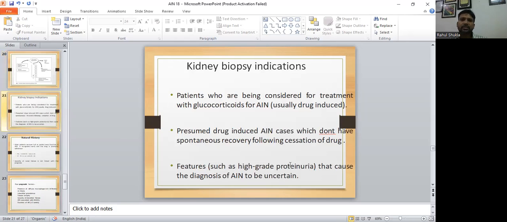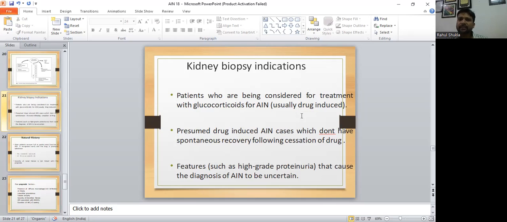Now, coming to the indications for kidney biopsy. As I told earlier, it is most of the time a clinical diagnosis if we are not finding any other etiology for renal dysfunction occurring over a period of days to weeks. We can say that it may be AIN, but to confirm the diagnosis, kidney biopsy is needed. There are a few points favoring biopsy, like patients being considered for treatment with steroids for acute interstitial nephritis. Before starting the therapy, we can go for biopsy to get the diagnosis confirmed.